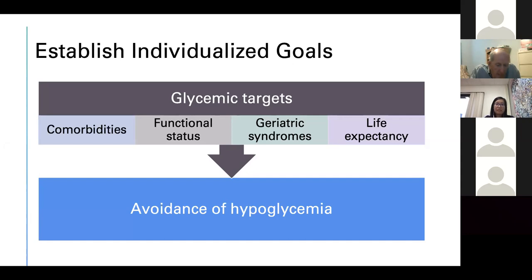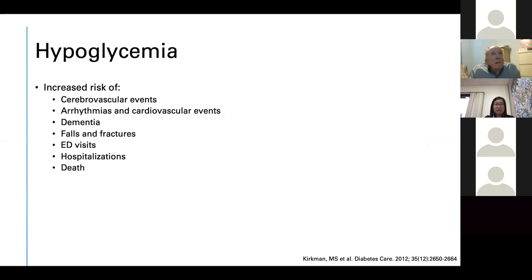consequences. And really tight control requires diligent diabetes self-care, which these patients may not be able to do. In terms of hypoglycemia, I've already linked it to fractures, but other consequences include cerebrovascular events, arrhythmias, and cardiovascular events, dementia and delirium, emergency department visits, hospitalizations, and death.